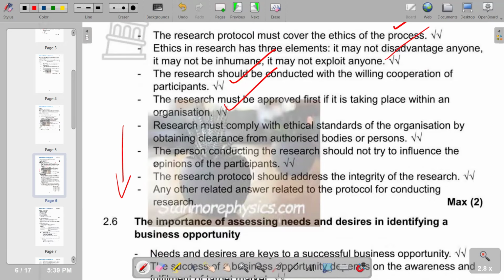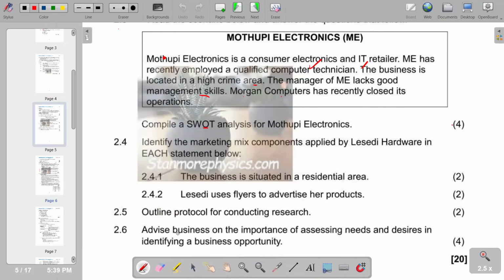Then I will move on to the next part of our question, which is advise the business on the importance of assessing needs and desires in identifying a business opportunity. The importance is that sometimes an entrepreneur will invent a new product for which there is no existing desire or market. So in that case, you'd see that this assessment would be necessary.